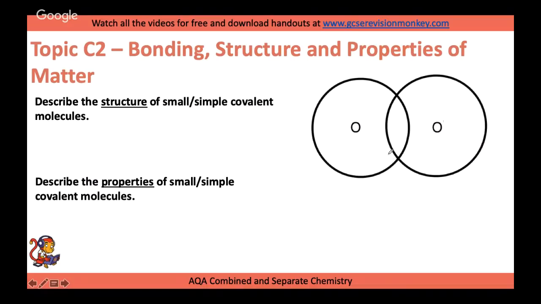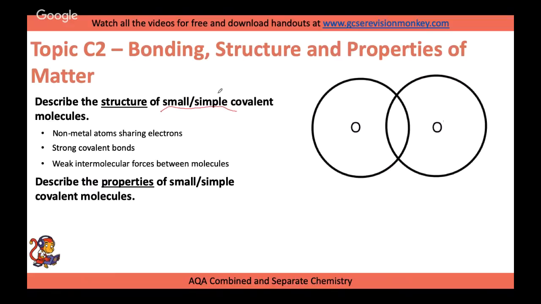Covalent bonding then. We'll start off with small, simple molecules. So the structure of those ones is between non-metals and they're sharing electrons. They have strong covalent bonds and weak intermolecular forces between the molecules. So if we look at this, we're going to draw this one out, and it's got a strong covalent bond there.